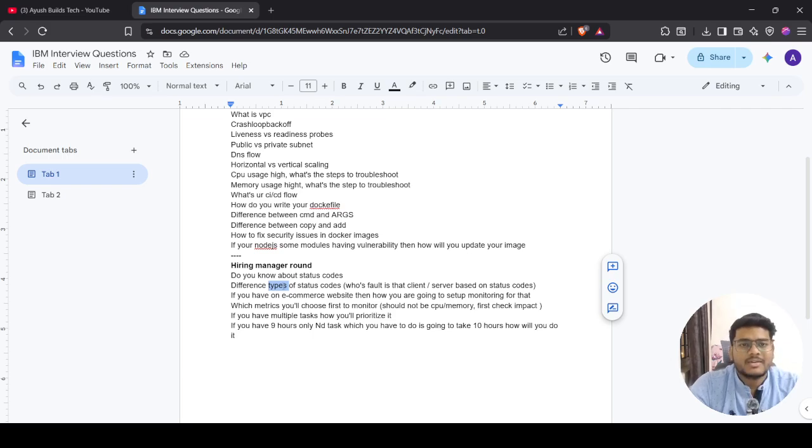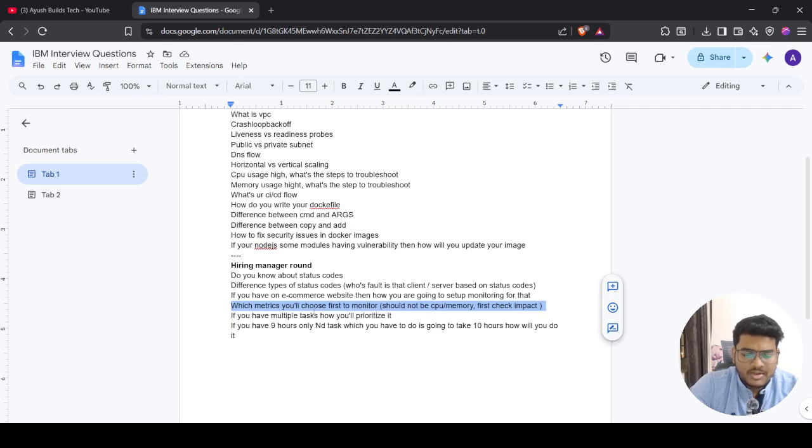Then there was a discussion on a scenario: if someone is setting up their e-commerce website and they are very new, which services are you going to monitor first, and what are you going to check first if there is any outage? The answer was that we need to first check the impact on the service, and what metrics you're going to monitor.